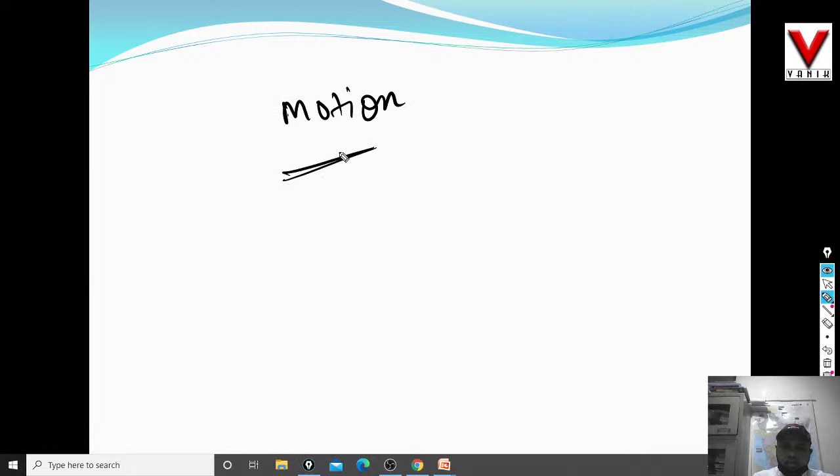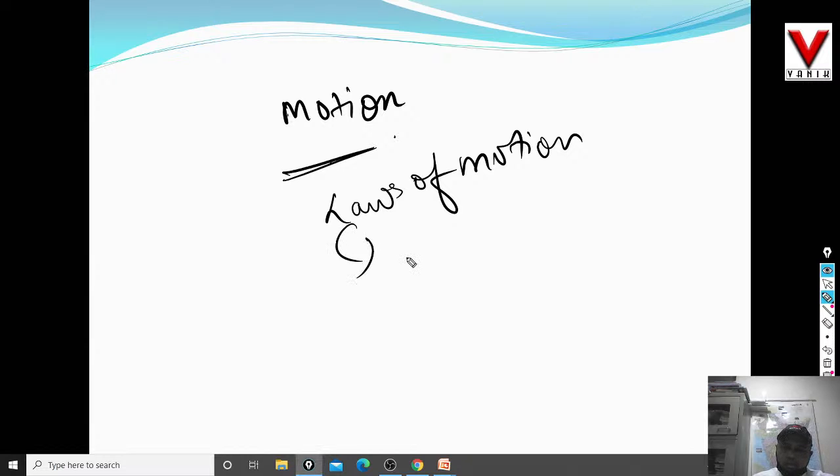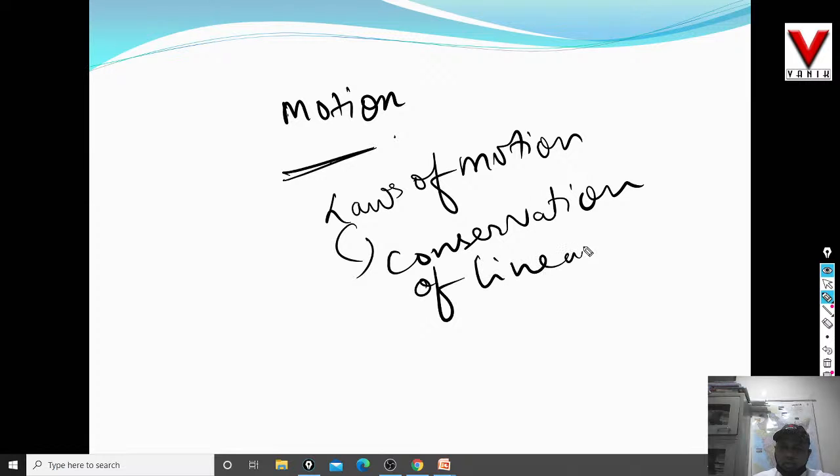So, I hope we have done with motion in the last class. We have completed motion. We have discussed the laws of motion, that is, specifically speaking, Newton's laws of motion. And also we have seen the Newton's third law of motion's application, that is the conservation of linear momentum. Fine. So we have dealt with conservation of linear momentum.